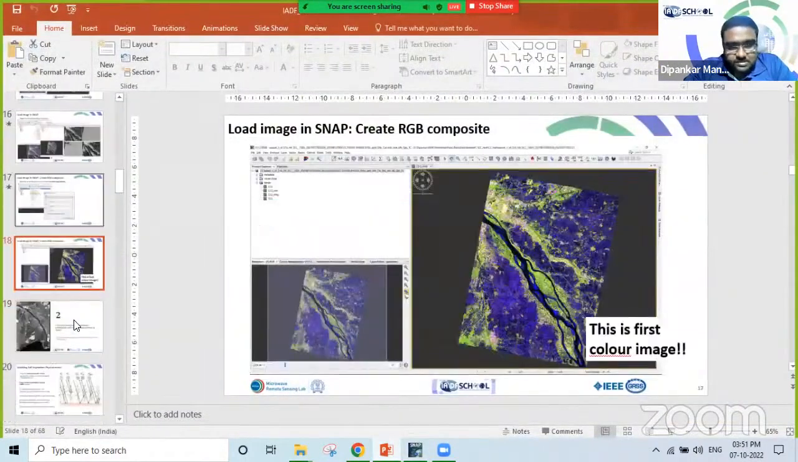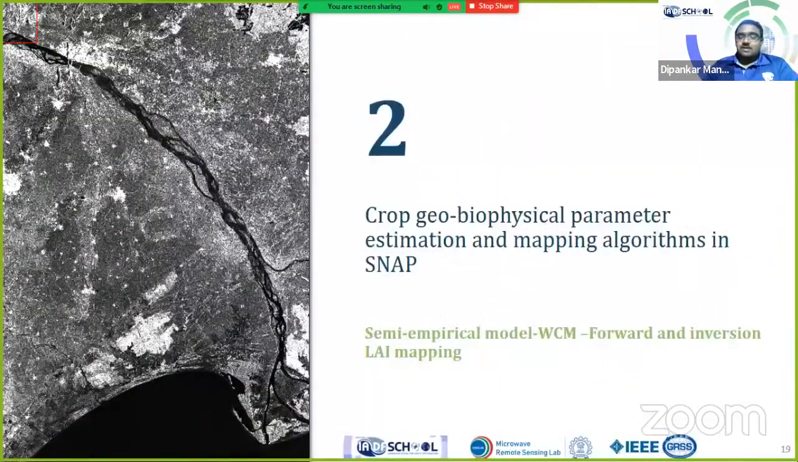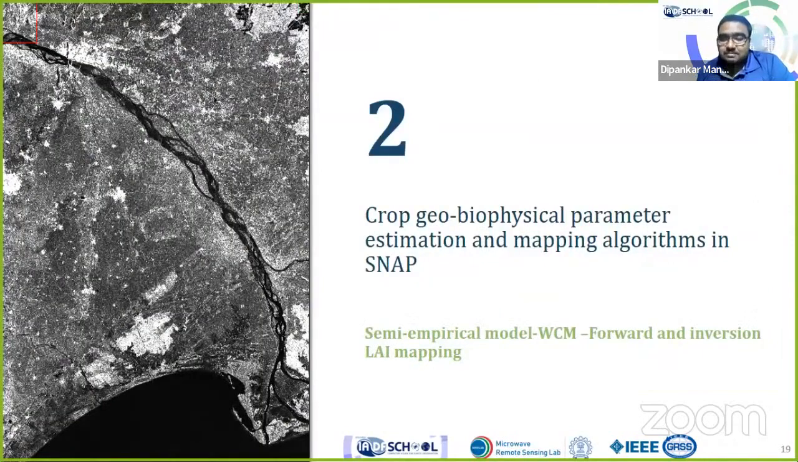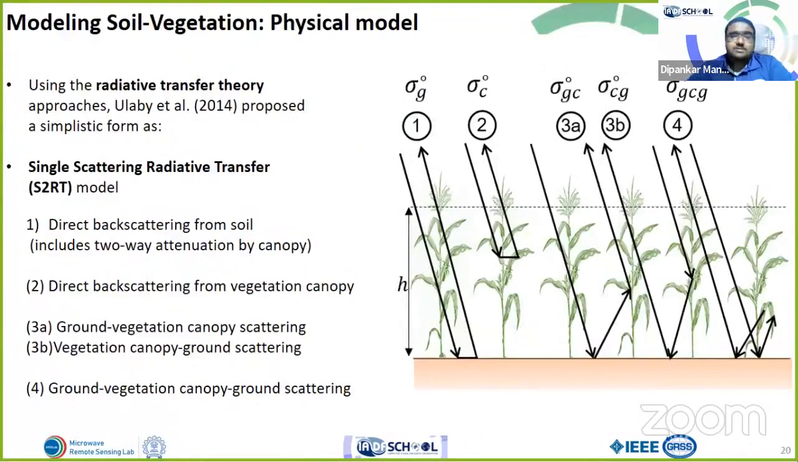Now again, coming to this one. As we already have the basic view of Sentinel-1 images and its products, now we move on to the crop biophysical parameter estimation algorithms, which is one of the important parts of this session. We'll utilize the same empirical model, called the water cloud model, to estimate different biophysical parameters from Sentinel-1 products. This is a very common and easy method for vegetation modeling by radiative transfer theory, which utilizes a single scattering radiative transfer model.